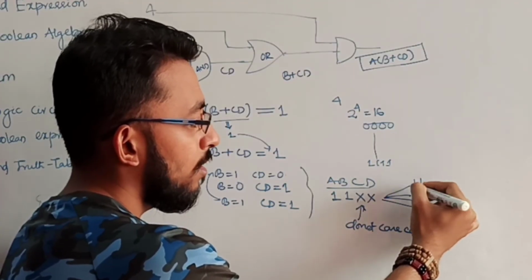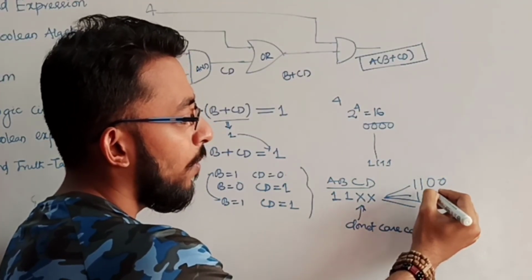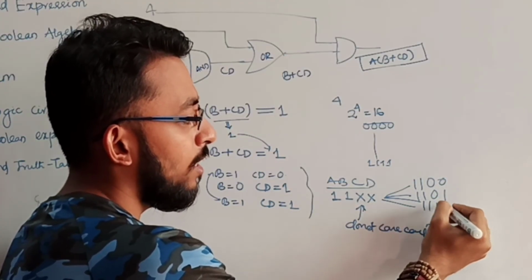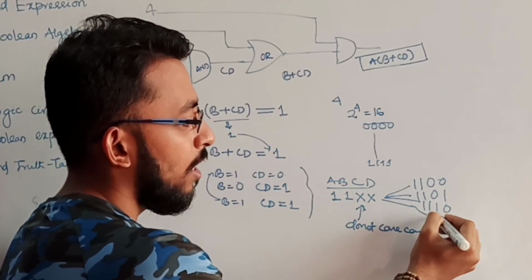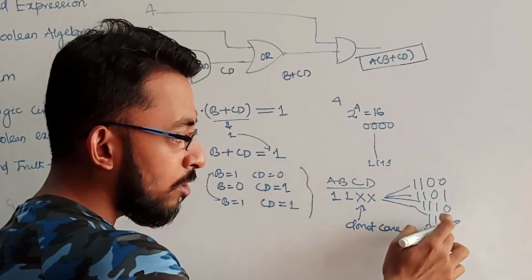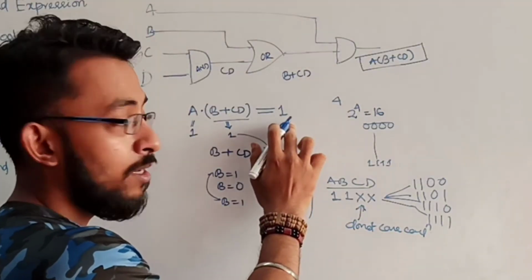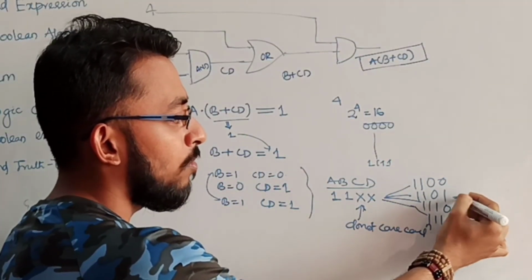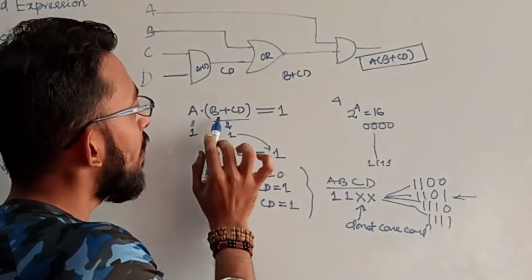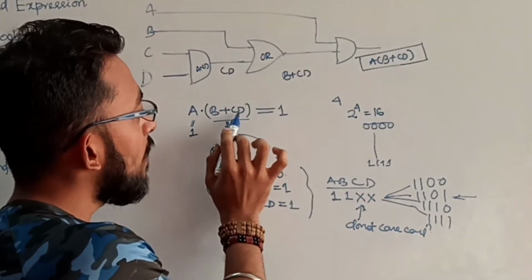A1, B1, C0, D0. A1, B1, C0, D1. A1, B1, C1, D0. The fourth one is nothing but A1, B1, C1, D1. Are you getting it or not? For these possible combinations, my output will become 1. You can put any value. Let's take this value: A1, B1, C0, D1. Since B equals 1, C and D are 0, 1.